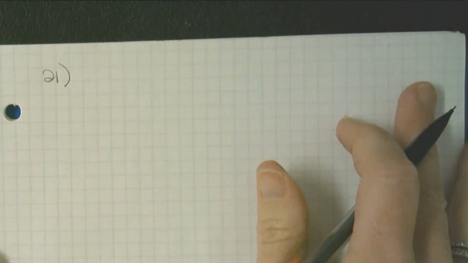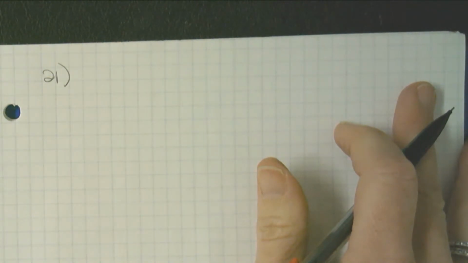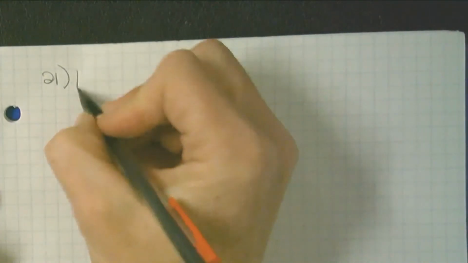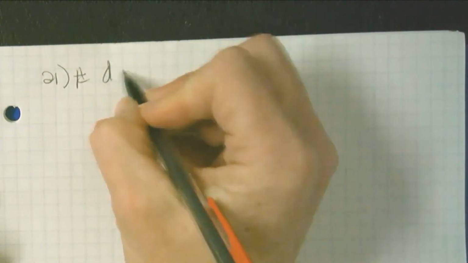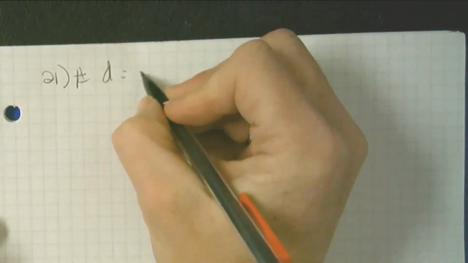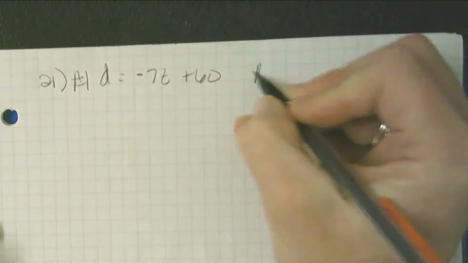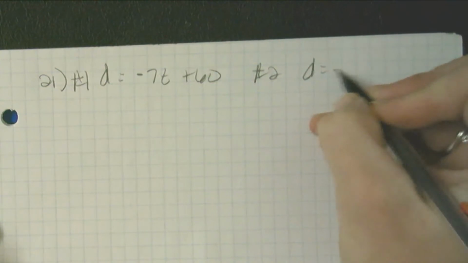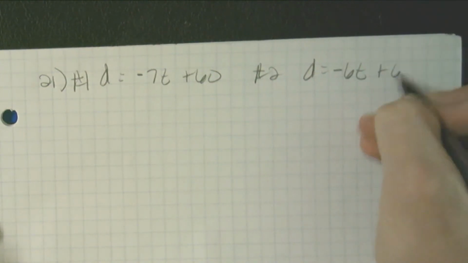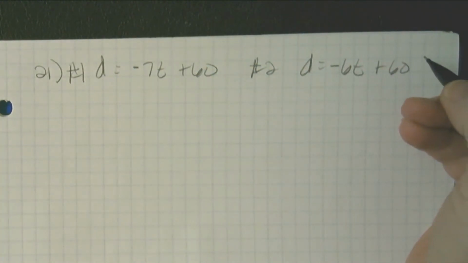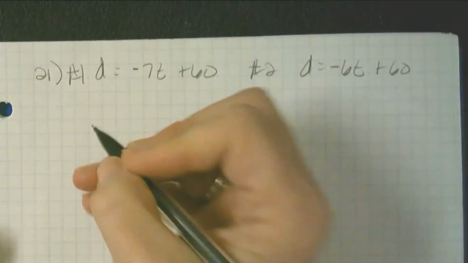Okay, 21 said one athlete can run 60 meters at an average rate of 7 meters per second. So we have two different runners. So we have number 1. My distance is going to be negative 70 plus 60. This is for number 1. And number 2, my distance is going to be negative 60 plus 60. All right. It says the distance, D, is the distance they have left.